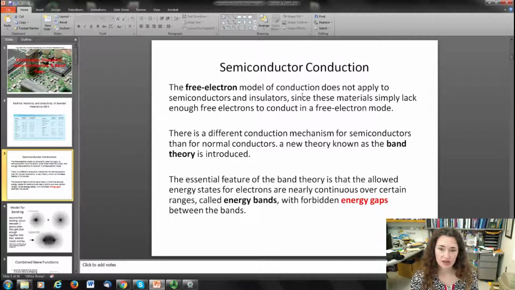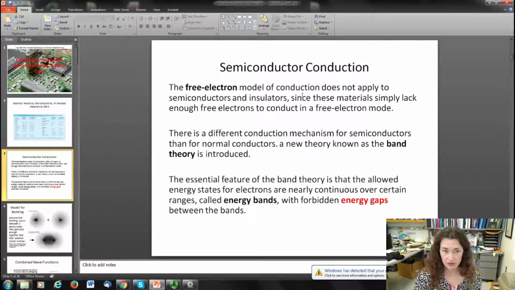So there's a different kind of conduction mechanism for semiconductors in particular than for normal conductors, and we need a new theory known as band theory to help explain it and conceptualize it. The essential idea behind band theory is that the allowed energy states for the electrons are nearly continuous over certain ranges called the energy bands. But in between those allowed energy bands, there are forbidden energy gaps where conduction doesn't take place.